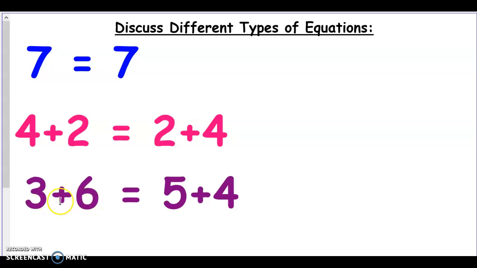So we have 3 and 6. You can add that on your fingers. You can count on, however you want to figure that out. So maybe you have 6 on your fingers and you put up 3 more. So that's 9. Now let's find out if 5 plus 4 is also 9. So you can put up your 5 fingers and 4 more. What do you know? That one is true as well, because 3 plus 6 is 9 and 5 plus 4 is 9. So on each side we would have 9 is equal to 9.